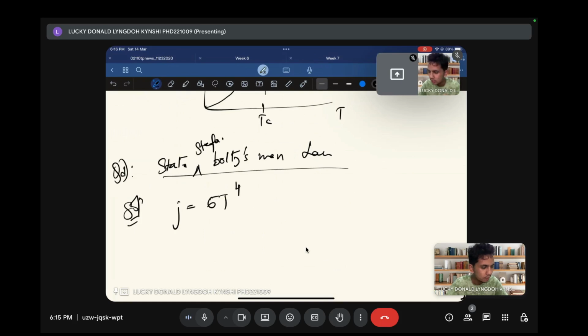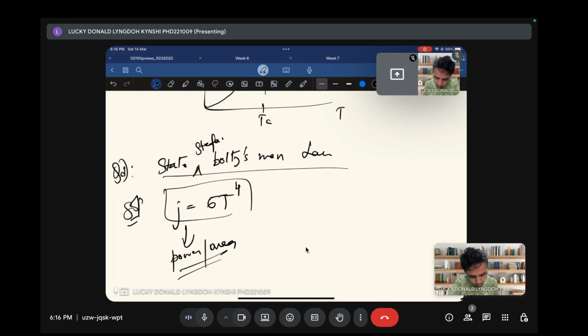So J here is in fact the amount of energy radiated per unit area, power per unit area. That means the amount of energy emitted per unit time is proportional to the fourth power of your temperature. That means the amount of energy emitted by a black body is proportional to the fourth power of your temperature. That is the Stefan Boltzmann law.